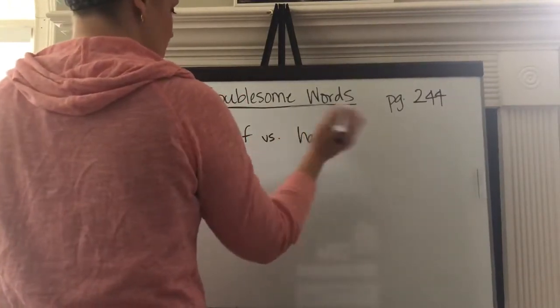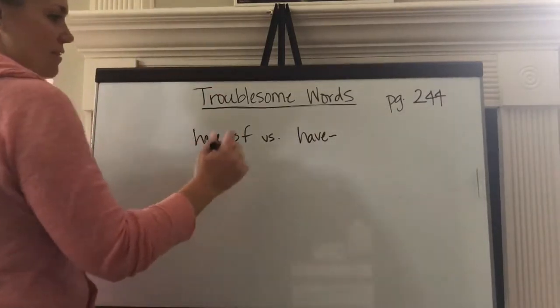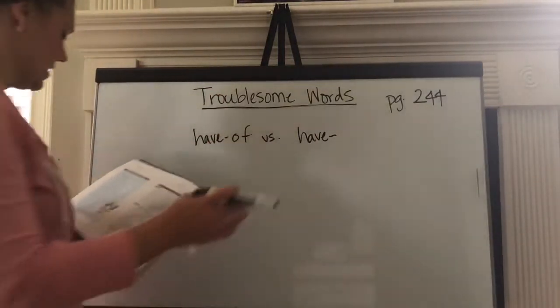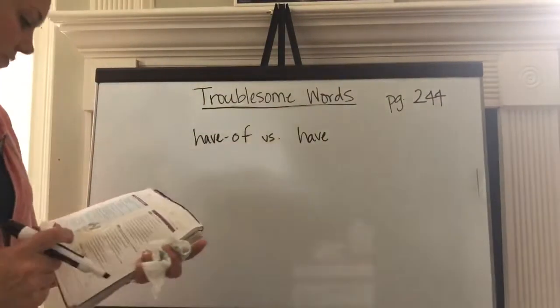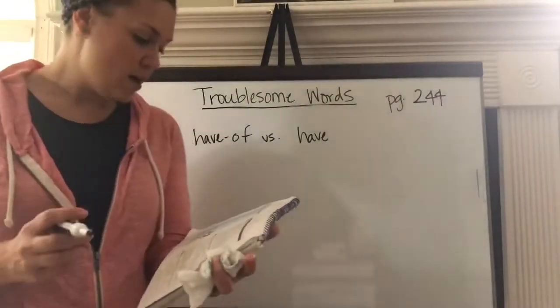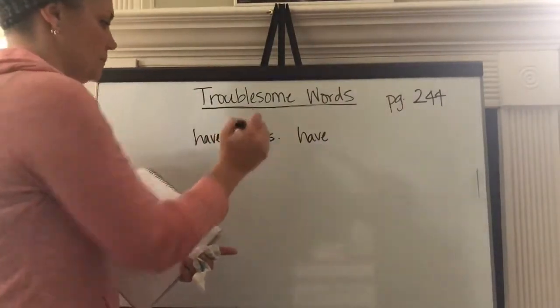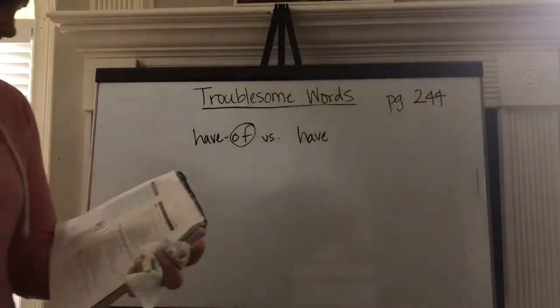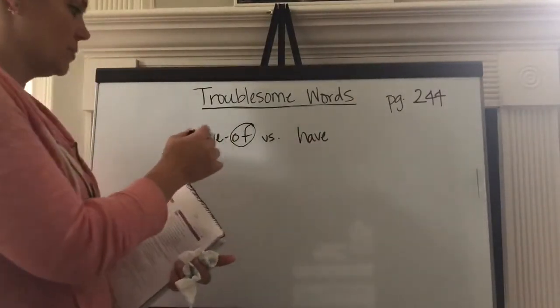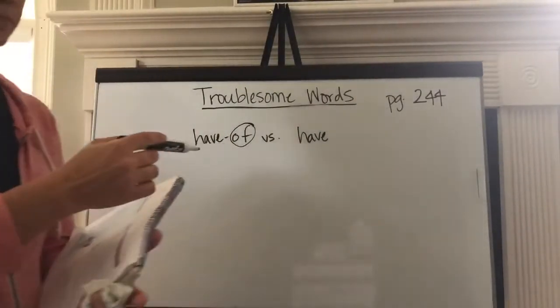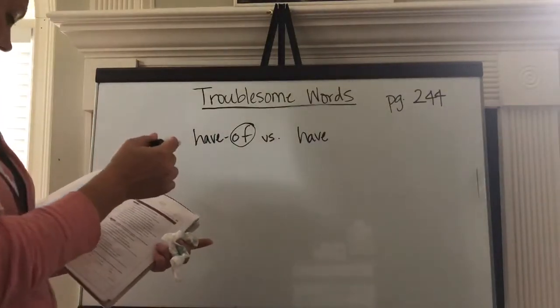Okay. Now, I'm putting have of versus have because I want you guys to look at the two sentences in your book. Again, we're on page 244. Of is a preposition, this word right here. Okay, it's a preposition, and it should never be used for the helping verb have. Okay, so what I want to show you is an example.